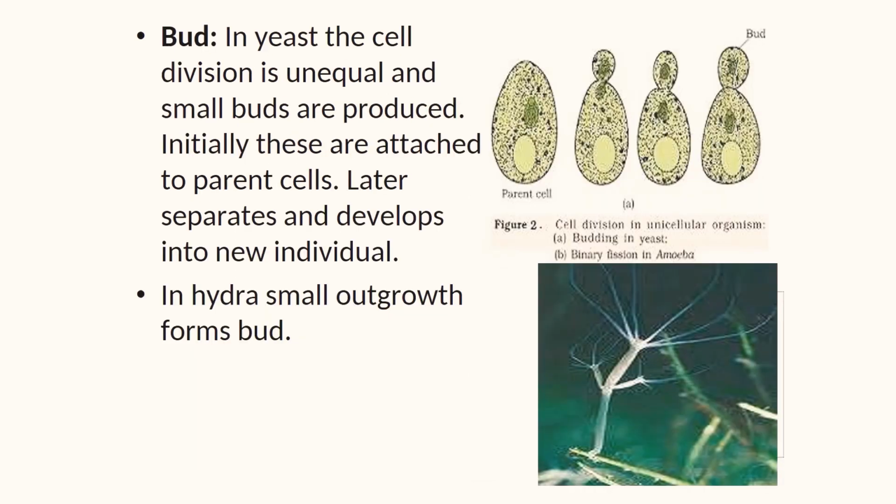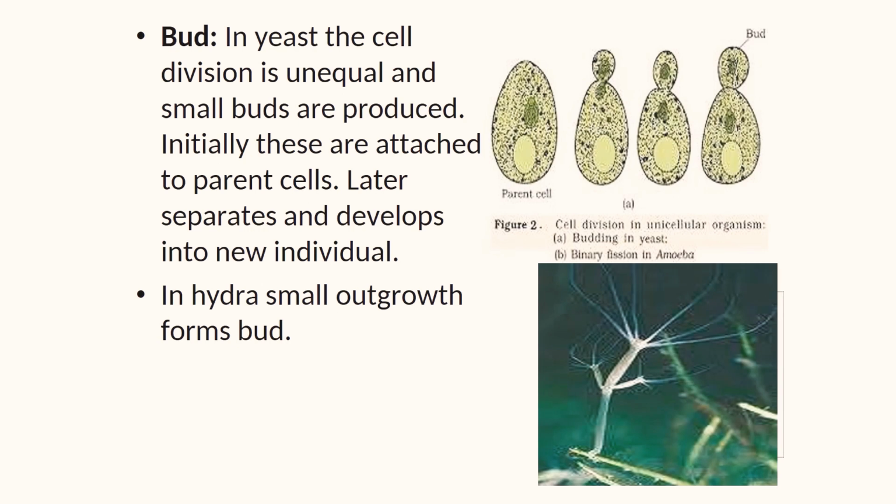Next, budding. Budding is the simplest form found in certain protozoa. Budding implies irregular fission resulting in a small daughter individual in the form of a bud. Later on, this bud is cut off from the parent body and grows into a full individual.